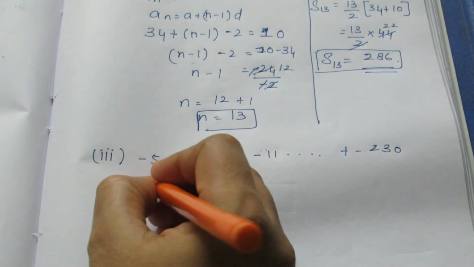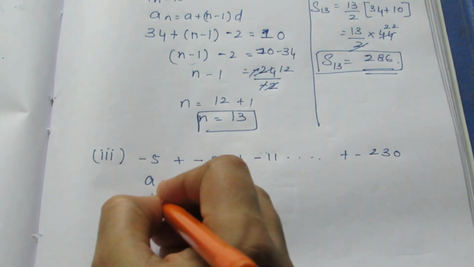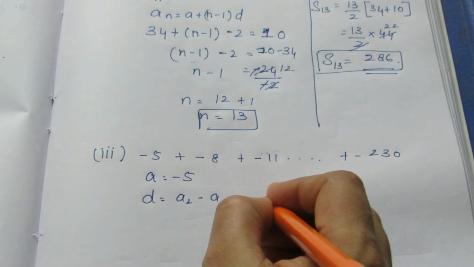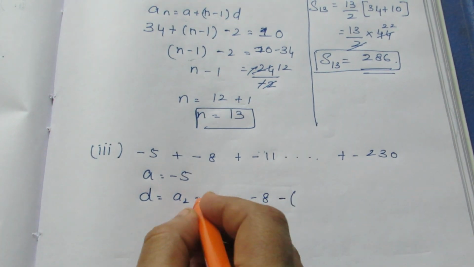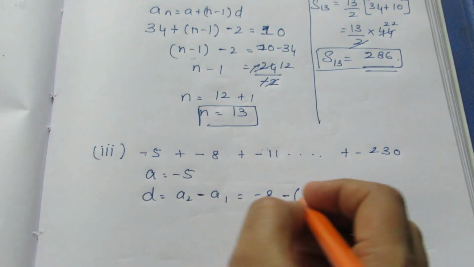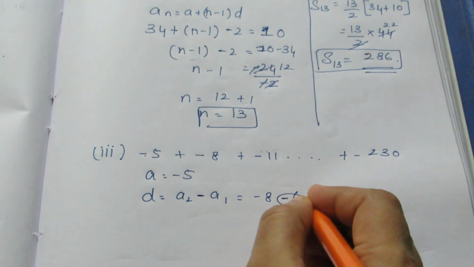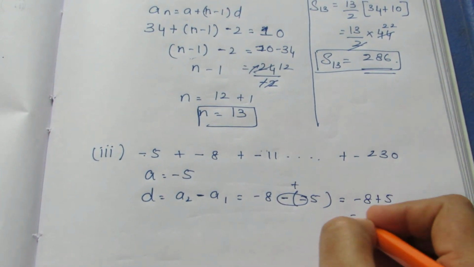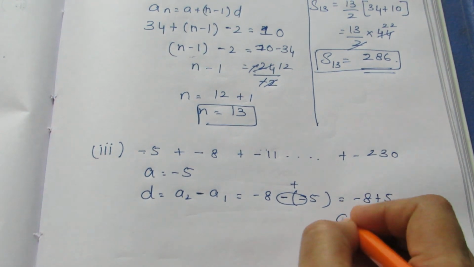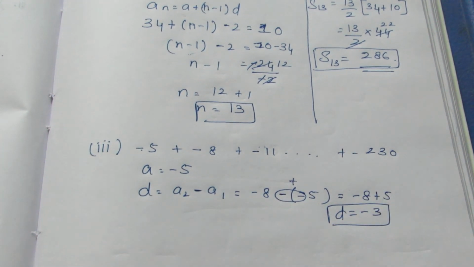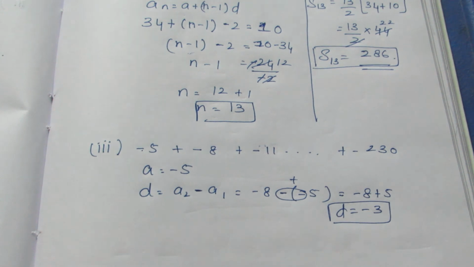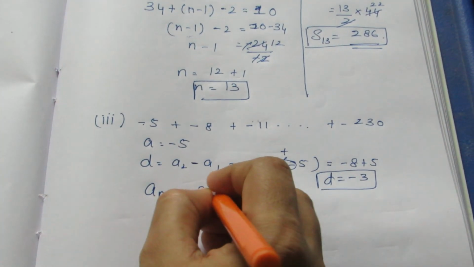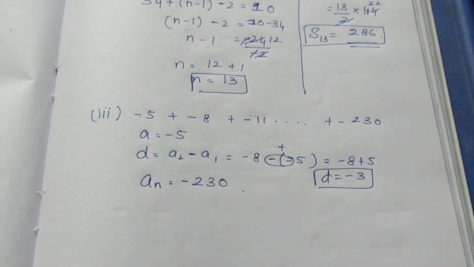Now here a is equal to minus 5, d is equal to a2 minus a1. Here a2 is minus 8, minus of this minus, which I have written, with a1 is minus 5. So minus into minus will become plus. So minus 8 plus 5, which is nothing but minus 3. So d is equal to minus 3, a is equal to minus 5. We know an is equal to minus 230.